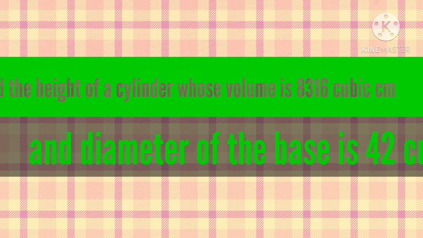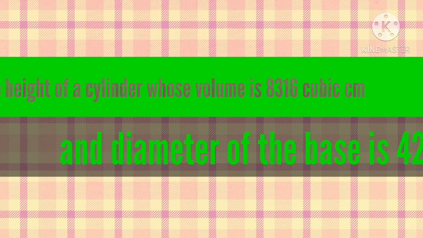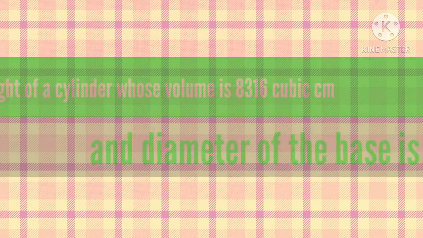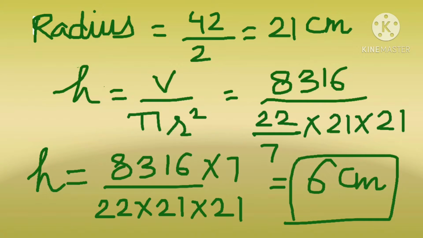And now one more problem. Find the height of a cylinder whose volume is 8,316 centimeter cube and diameter of the base is 42 centimeter. Divide diameter by 2 to get radius. So radius is 42 by 2, 21 centimeter. And height is volume upon pi r square. So put all the values.